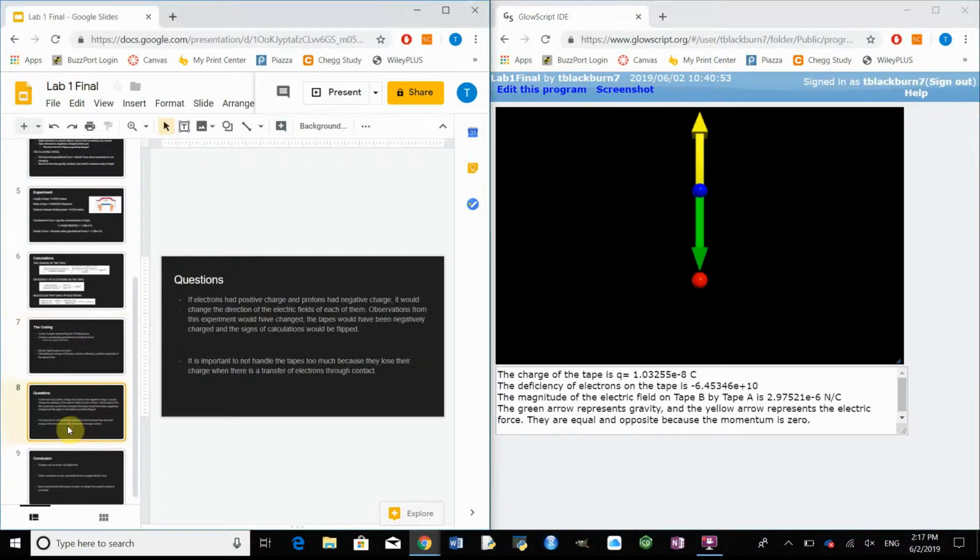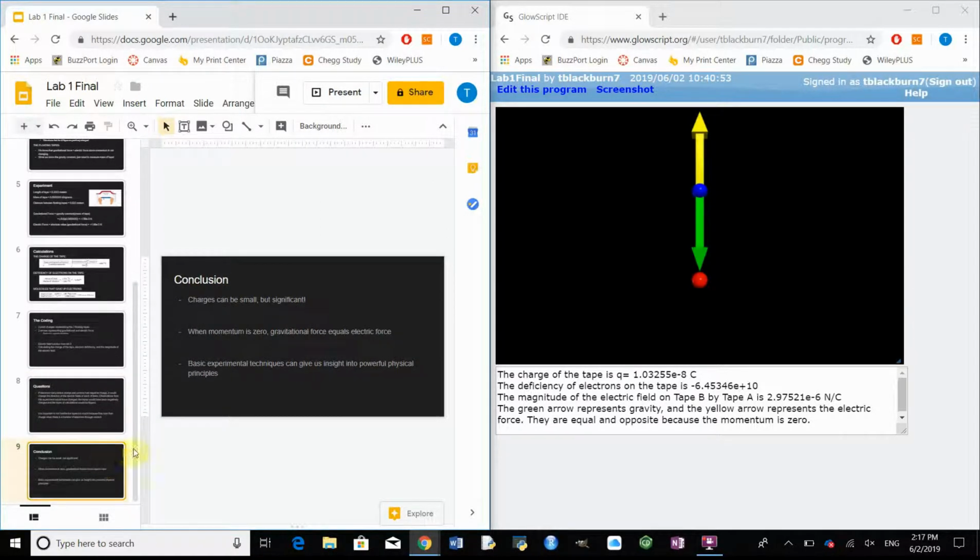And then the theoretical questions for this lab. So if electrons had positive charge and protons had negative charge, it would change the direction of the electric fields of each of them, and observations from this experiment would have changed, like the tapes would have been negatively charged and the signs of calculations would be flipped. And it is important not to handle tapes too much because they lose their charge when there is a transfer of electrons through contact. And in conclusion, charges can be small but very significant.